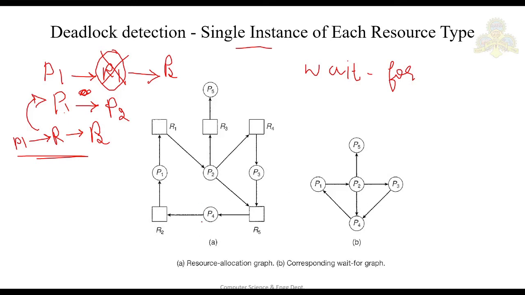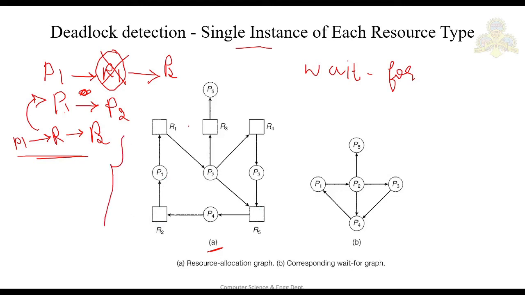Suppose you consider this resource allocation graph. Here you can see P1 is waiting for R1, but R1 is allocated to P2. P2 is waiting for R3, but R3 is allocated to P5. Then again, P2 is waiting for R4, but R4 has been allocated to P3. Here P2 and P3 both are waiting for R5, but R5 has been allocated to P4. P4 is waiting for R2, but R2 has been allocated to P1. So now this is your resource allocation graph.